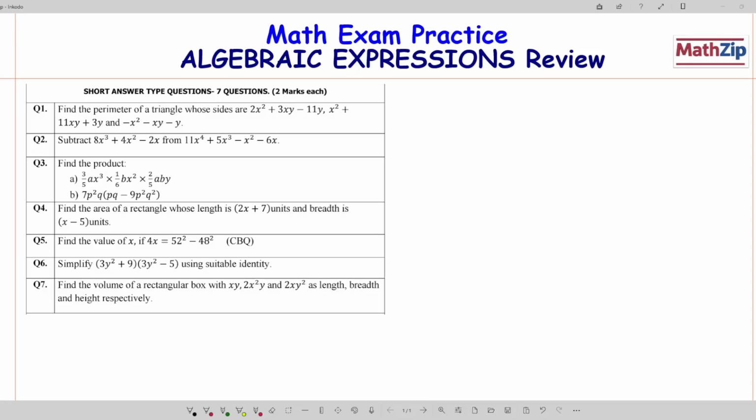In this video, we will solve important algebraic expression problems based on perimeter, identities, volume, which is perfect for SSC, IGCSE, O-level and grade 9 to 10 exam practice.